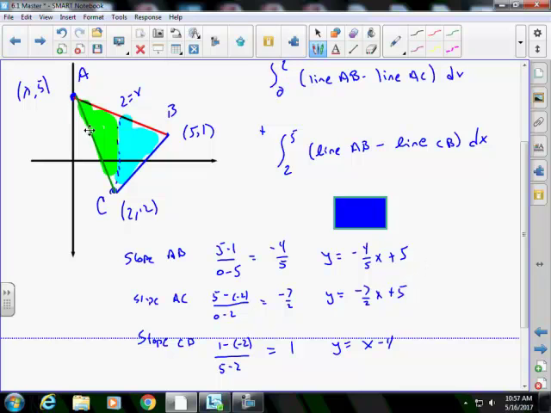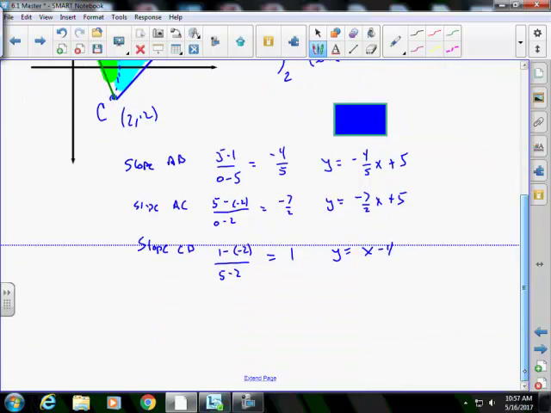Then I have to find the equation for AC. It has a y-intercept of 5. I find the slope is negative 7/2. Y is equal to negative 7/2 x plus 5. Lastly, I need to find the equation of the line from CB. So I find the slope, which is equal to 1. And I find out the equation is y equals x minus 4. So here's what I have.